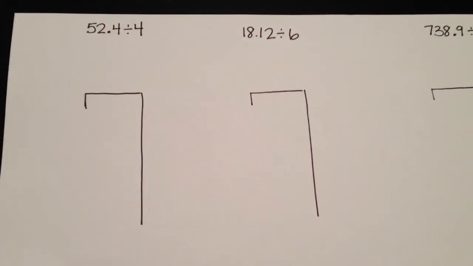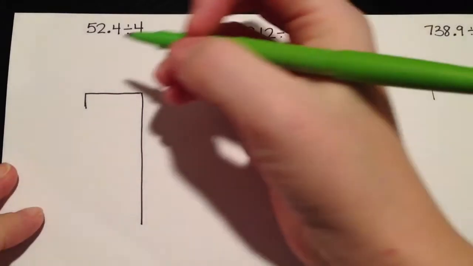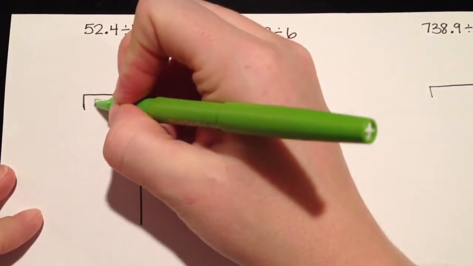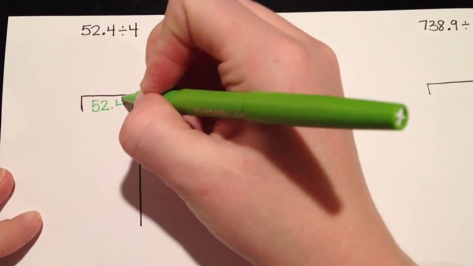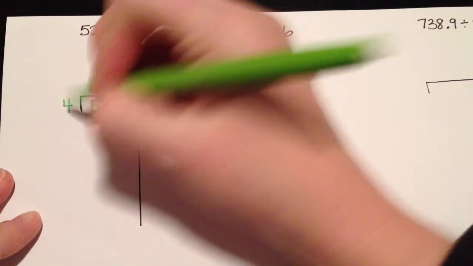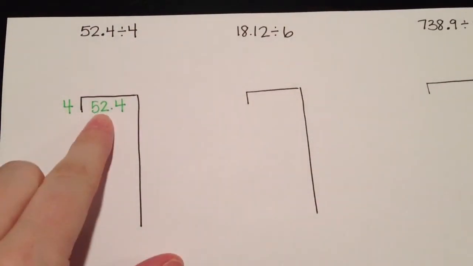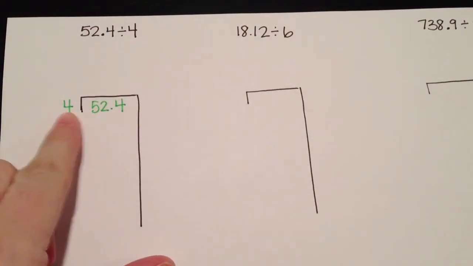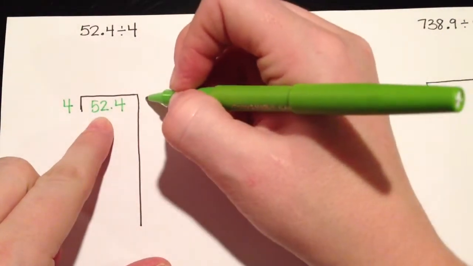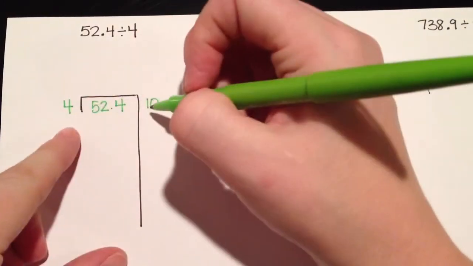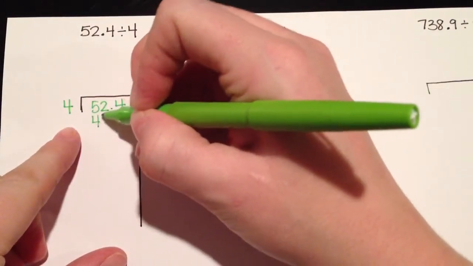Okay guys, this is a quick check of the decimal assessment that you just took in class. So the first one that you needed to do was 52 and 4/10 divided by 4. And remember, we're going to focus on the whole number here and say that I know 4 can go into 52 about 10 times, and 10 times 4 is 40.